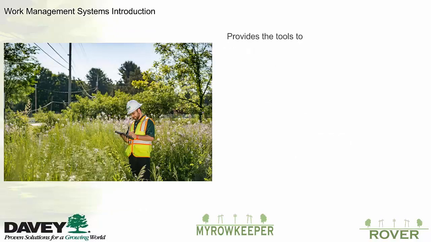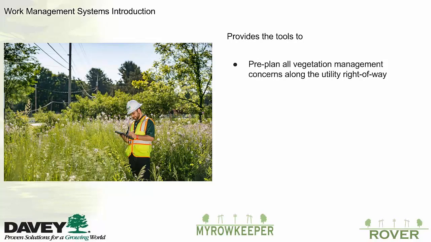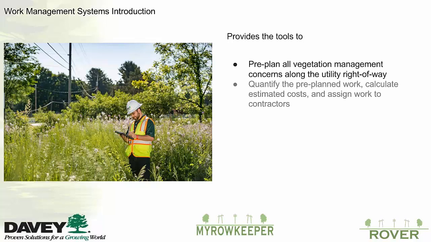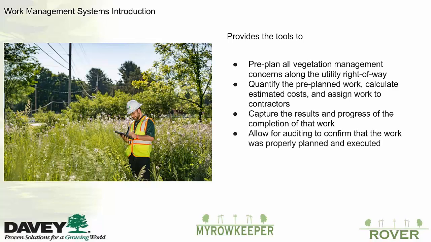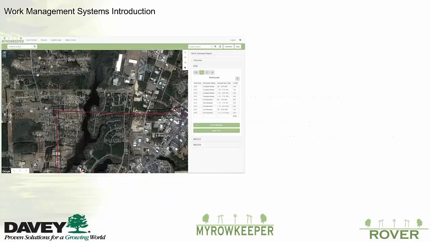All right, so to get started, work management systems at a nuts and bolts level will provide you the tools to pre-plan all vegetation management concerns along the utility right-of-way. And then be able to take that pre-planned work and quantify it, calculate estimated costs, and then assign work to your contractors to go out and execute it. As the work is being executed, capturing the results and progress of the completion of that work, and then allow for auditing to confirm that the work was properly planned and executed. That's at a nuts and bolts level.